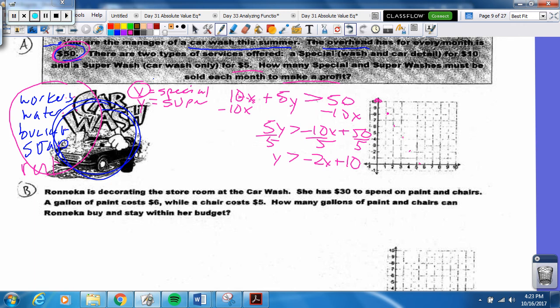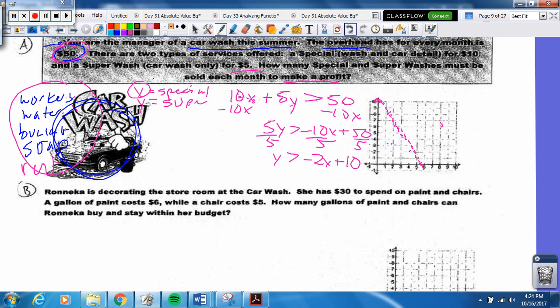There you go. And you can't sell negative special or super washes, so we're only in quadrant 1. So it is a dotted line. Why is it a dotted line? Because all of these points along the line are not solutions. So where are the solutions? Where are we going to make money? So we're going to make money on this side or this side?